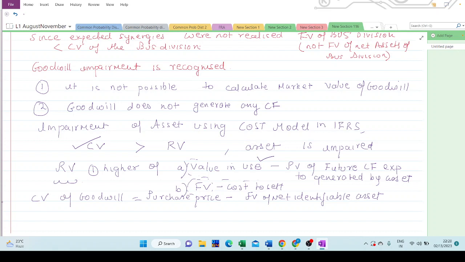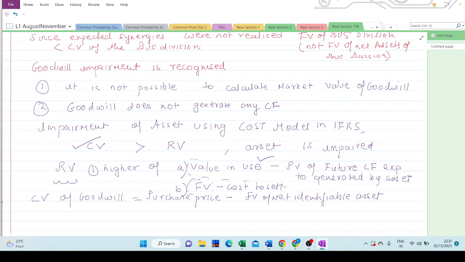And fair value minus cost to sell, as I have already told you, we cannot calculate the market value, fair value of goodwill. Why? Because goodwill is inseparable from business. It cannot be bought and sold separately, so we cannot estimate the fair value of goodwill, right? And since you cannot sell goodwill separately, it's also not possible to estimate the cost of selling goodwill, right?